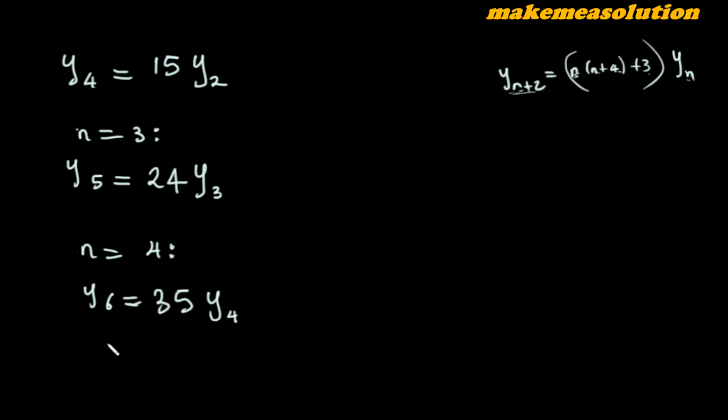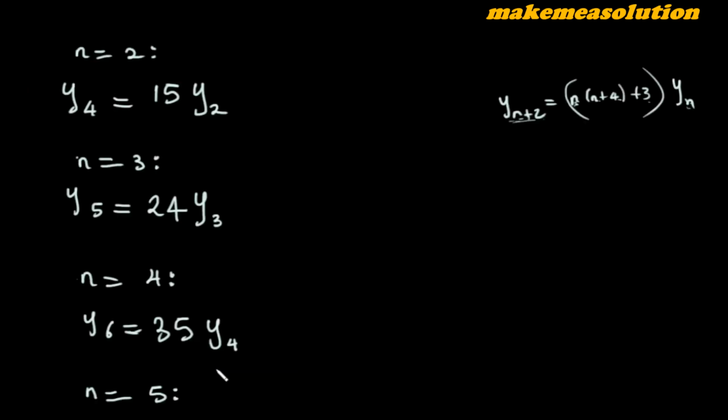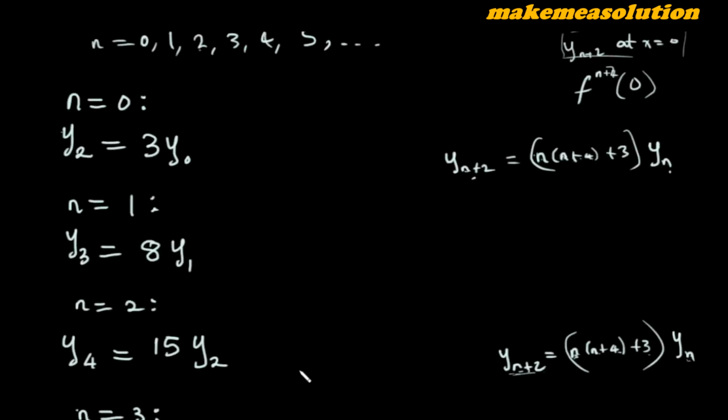Are we together? So we are now at the last value of our iteration, and after iterating 5 times, we should be able to discover a pattern. So for n equal to 5, what's it going to be? When you plug in 5 here, you get y_(5+2), which is y7, equal to 5 times (5 plus 4). 5 plus 4 is 9, times 5 is 45, plus 3 is 48. So 48y5, like this.